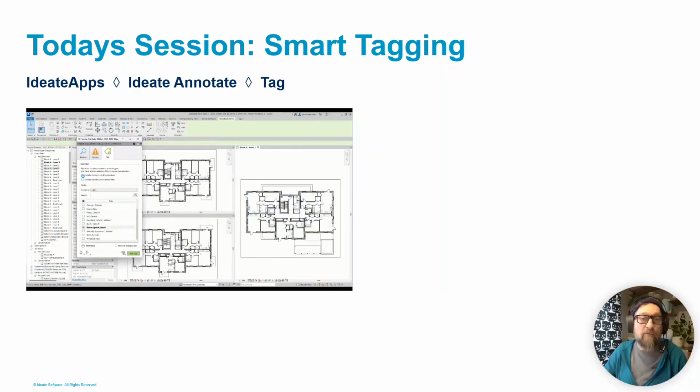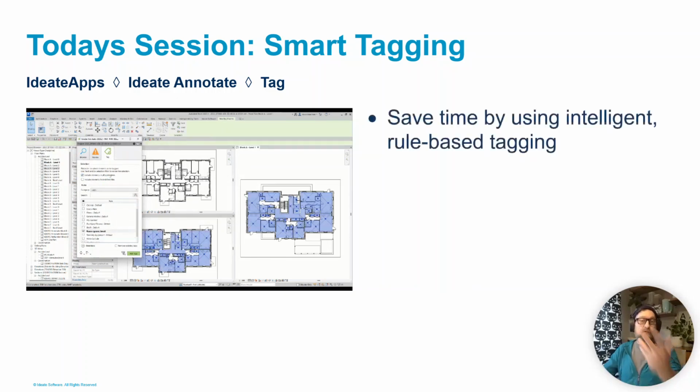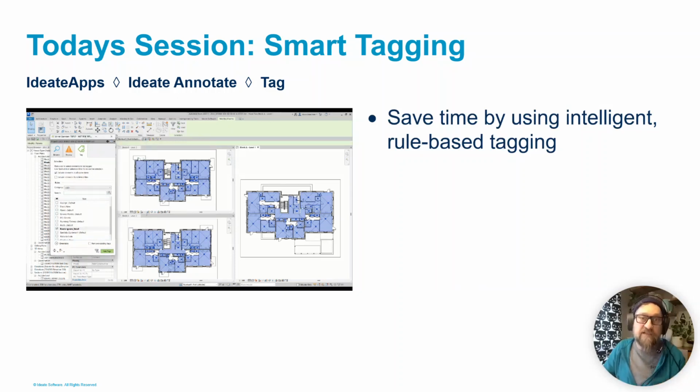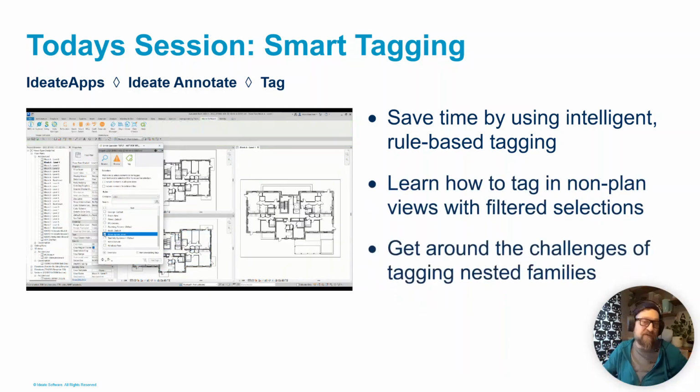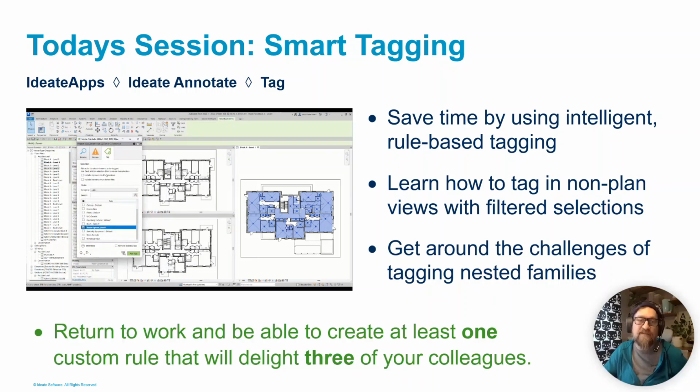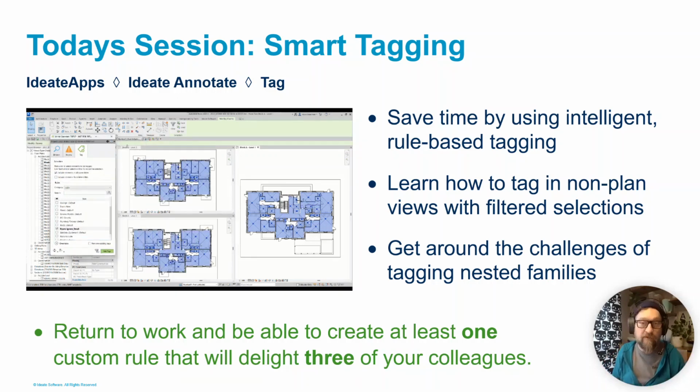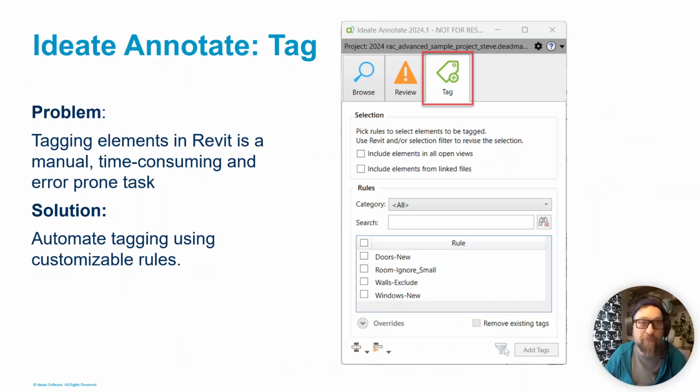So what we want to see you get from this session today is to understand how to save time by using intelligent rule-based tagging and learn how to tag in non-plan view tags with filtered selections and get around some of the challenges of tagging nested families as well. So if you return to work and are able to create at least one custom rule that will delight 3 of your colleagues, we will have done our job.